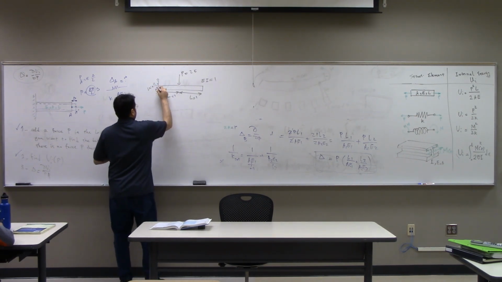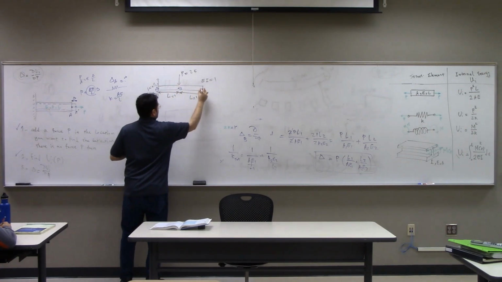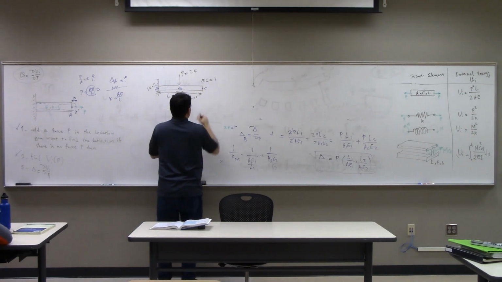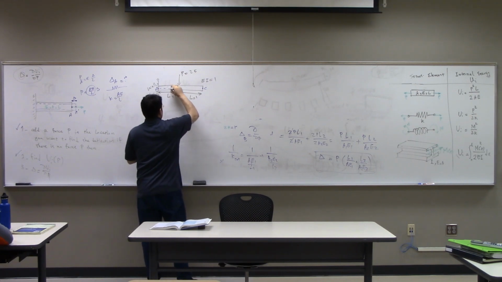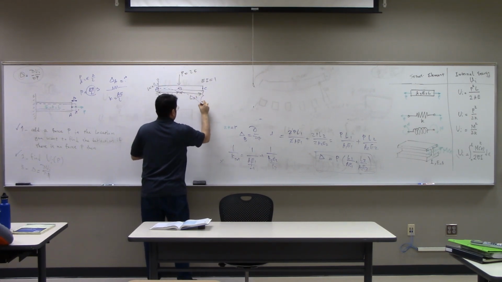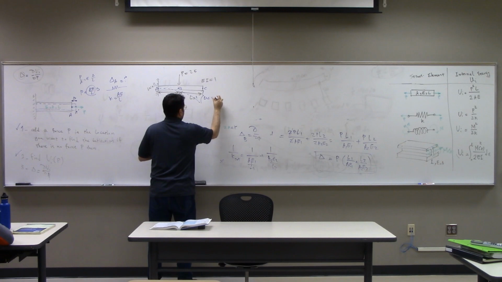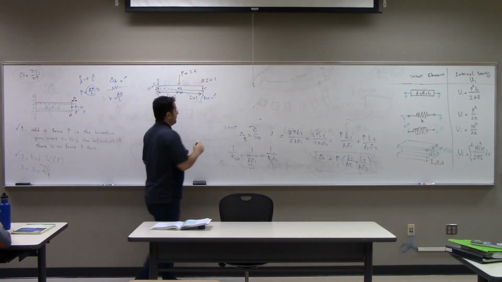A, B, C. So what happens here? You get delta C, the vertical deflection. Use double integration.